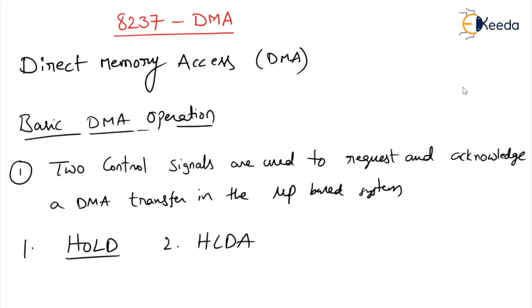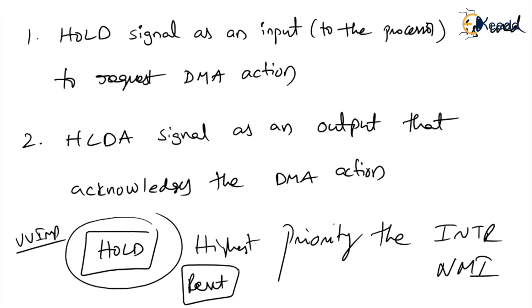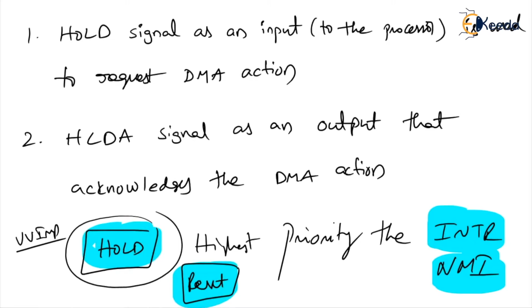There are two signals, hold and hold acknowledgement. The hold signal is an input used to request DMA action. The hold acknowledgement signal is an output that acknowledges the DMA action. Compared to interrupt and NMI, hold is the highest priority. Compared to hold, the reset is the highest priority in the 8086 microprocessor.